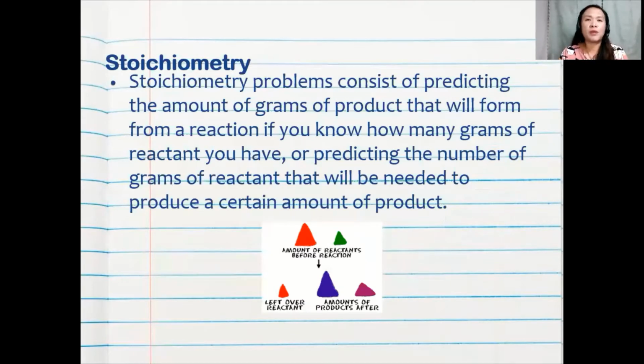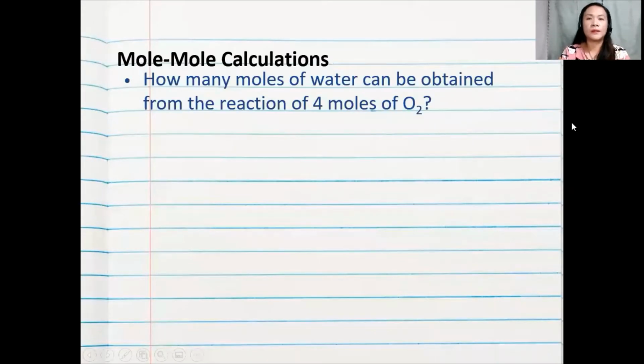Now, stoichiometry problems consist of predicting the number of grams of the product that will be formed from a reaction. And also, we can predict the number of grams of the reactant that will be needed to produce a certain amount of product, if we know the amount of reactants or the amount of products. So now let's go to the first calculation, and we call this the mole-to-mole calculation.